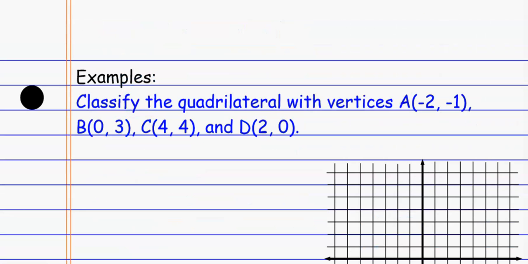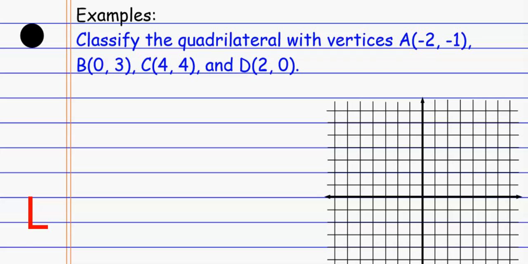If I look at something like this guy, it says classify the quadrilateral with vertices A, B, C, and D. So let's plot these once again. So I'm just going to plot these so we can see what it looks like. So let's see, we've got -2, -1. That's A. 0, 3. That's B. 4, 4. That's C. It's a terrible looking C. And 2, 0. That's D. Okay?